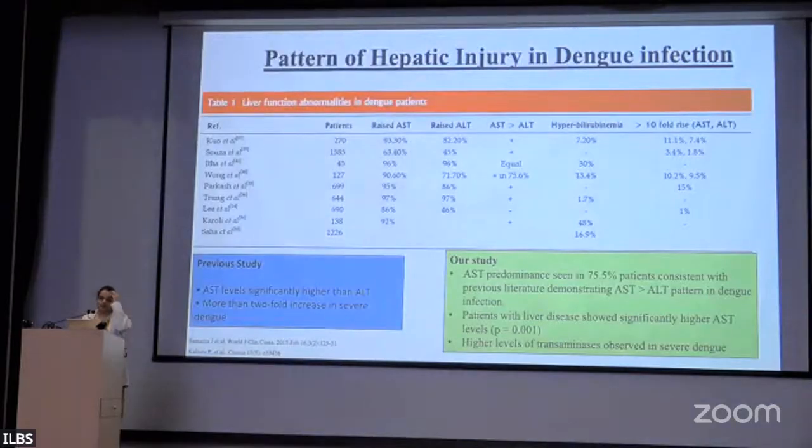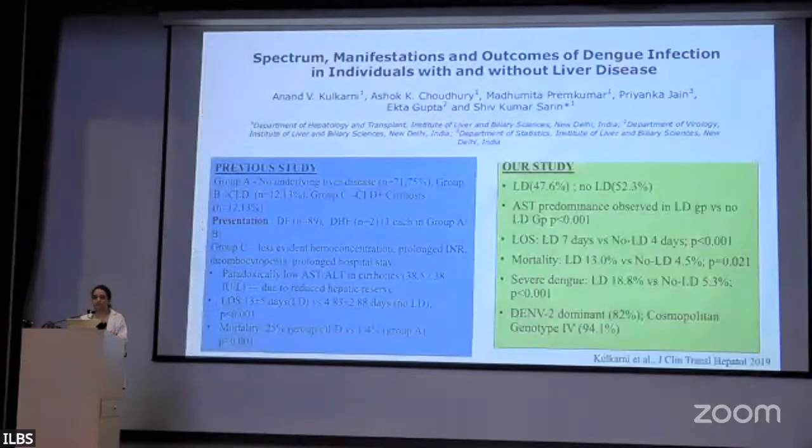Now, this slide shows the pattern of hepatic injury in dengue infection. All the previous studies showed that AST levels were significantly higher than ALT. And in our study, we've also found the same, that AST predominance was seen as compared to ALT. And AST predominance was seen in 75.5% of patients, which is consistent with the previous literature. And patients with liver disease showed significantly higher AST levels than ALT, and higher levels of transaminases were mostly observed in severe dengue patients.